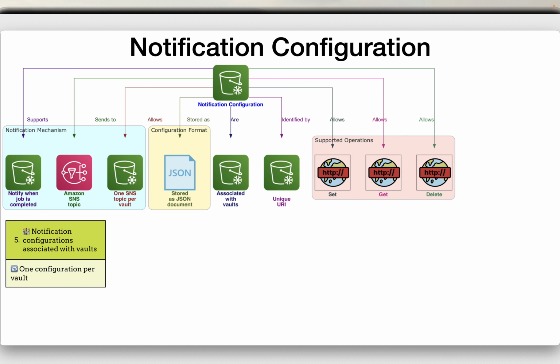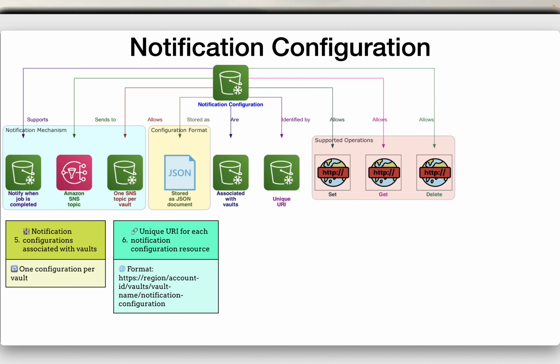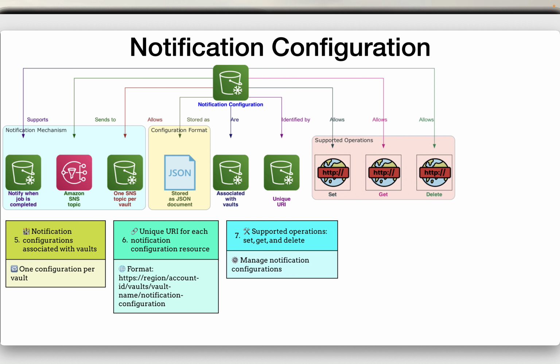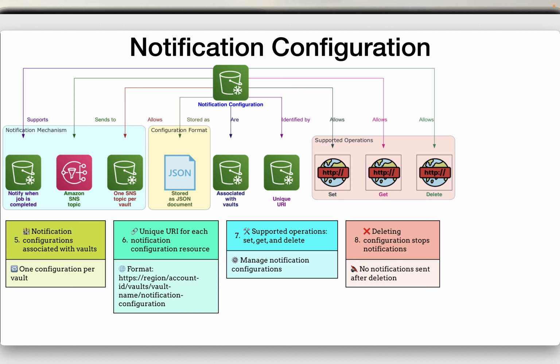Notification configurations are associated with vaults, and you can have one configuration for each vault. It has a unique URI for each notification configuration resource. So it looks something like this: region-specific endpoint, account ID, vaults, vault name, followed by notification configuration. S3 Glacier supports operations to set, get and delete notification configuration. When you delete a notification configuration, no notifications are sent when any data retrieval operation on the vault is completed.